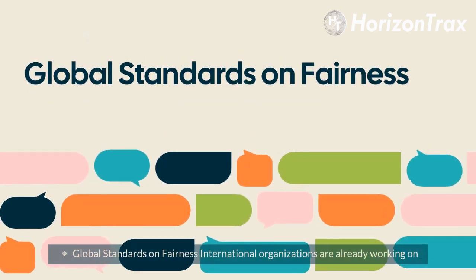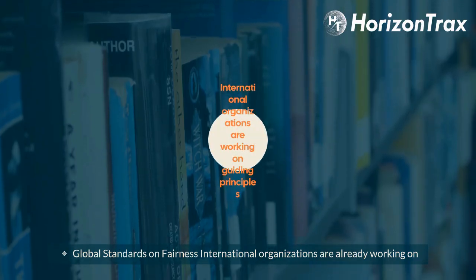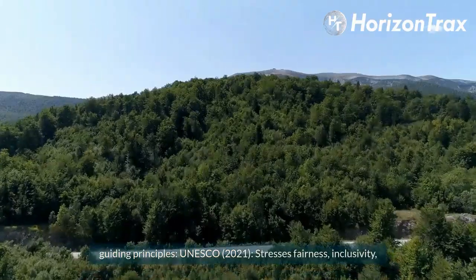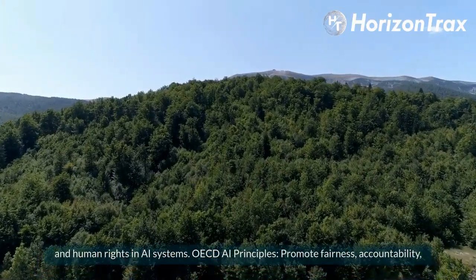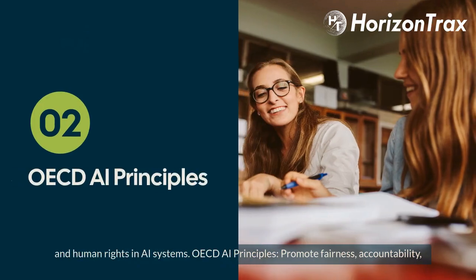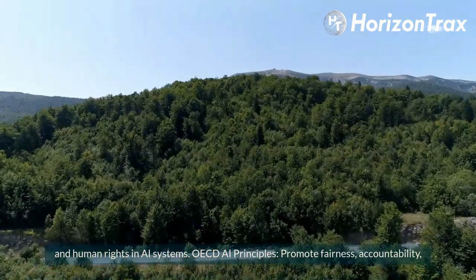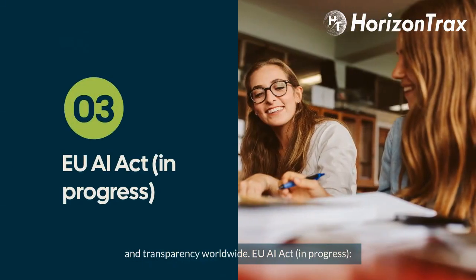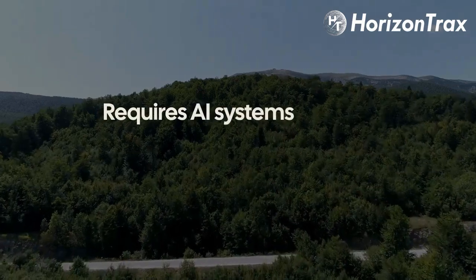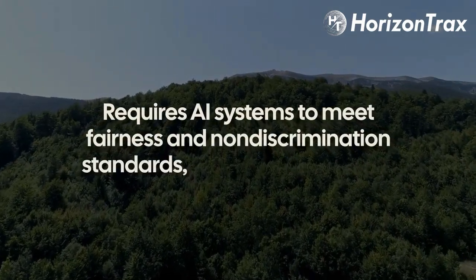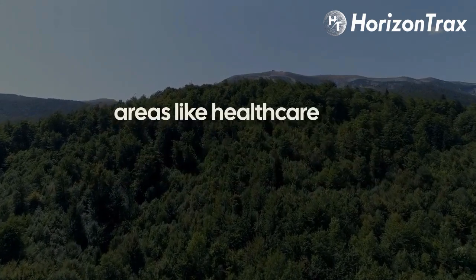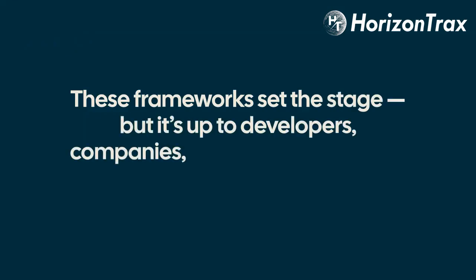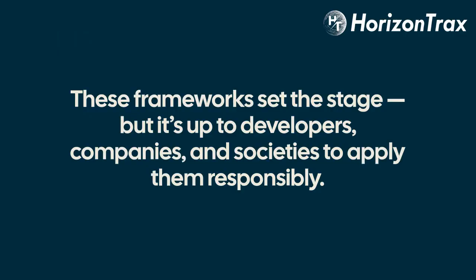Global standards on fairness. International organizations are already working on guiding principles. UNESCO 2021 stresses fairness, inclusivity, and human rights in AI systems. OECD AI principles promote fairness, accountability, and transparency worldwide. The EU AI Act, in progress, requires AI systems to meet fairness and non-discrimination standards, especially in high-risk areas like healthcare and employment. These frameworks set the stage, but it's up to developers, companies, and societies to apply them responsibly.